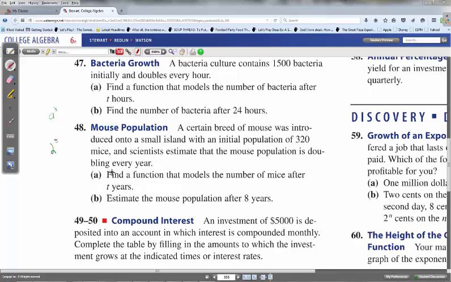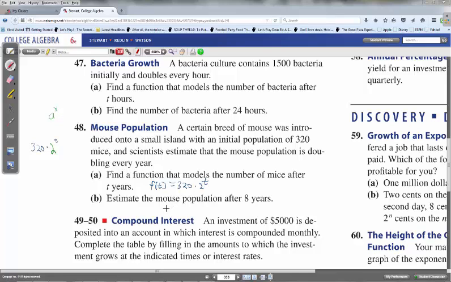And that's not perfect though, because at time 0 we'd have 1, and we don't have 1 mouse, we have 320. So we just say 1 times 320 would be the correct function. The function that models the number of mice after t years would be f of t equals 320 times 2 to the t.